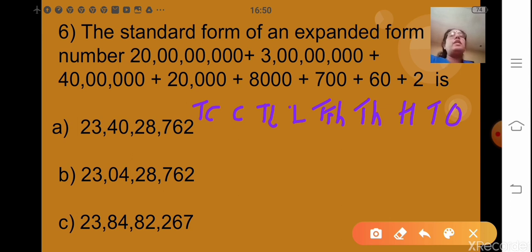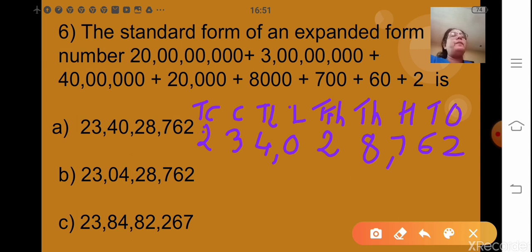Now since 2 is in 10 crore place, you write it under 10 crore. 3 is in crore place. 40, that is, it is 40 lakh. So 40 means 4 is in 10 lakh place. Lakh place, no number is given, so you'll put a 0. 20,000, so 2 is in 10,000s place. 8 is in thousands place. 7 is in hundreds place. 6 in tens place, and 2 is in ones place.